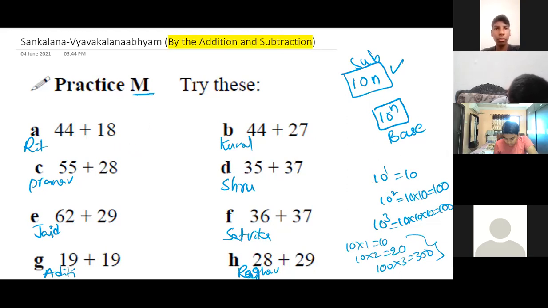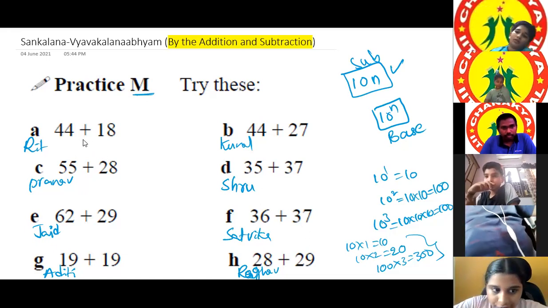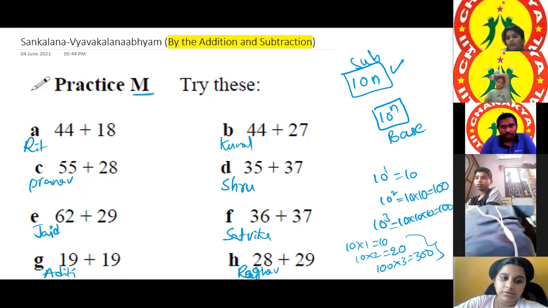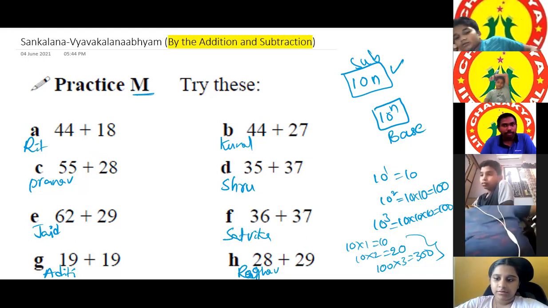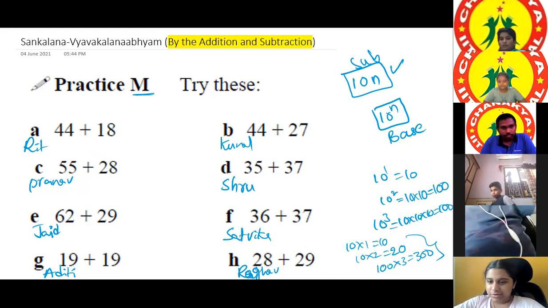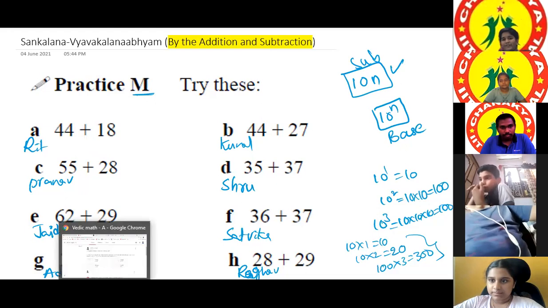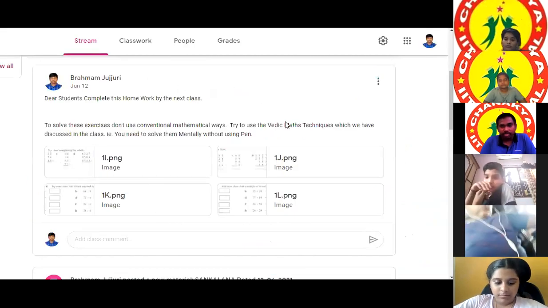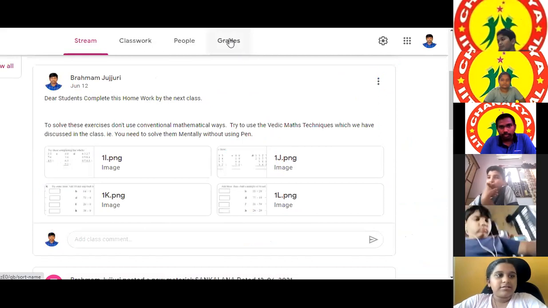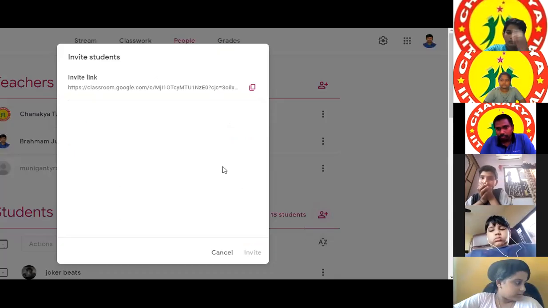So, sir, we have to add 44 plus 18. Yes, 44 and 18 only, but in our classroom approach. Sir, you have a classroom, so we have to join in that. Yes, Google Classroom is there. I'll give that link in the chat box now only. Okay, sir.